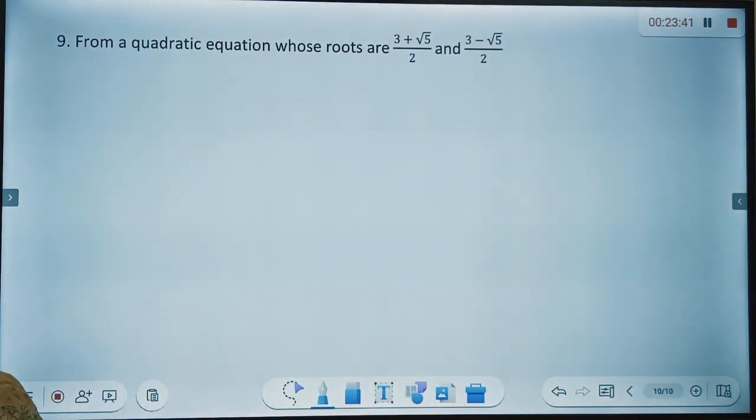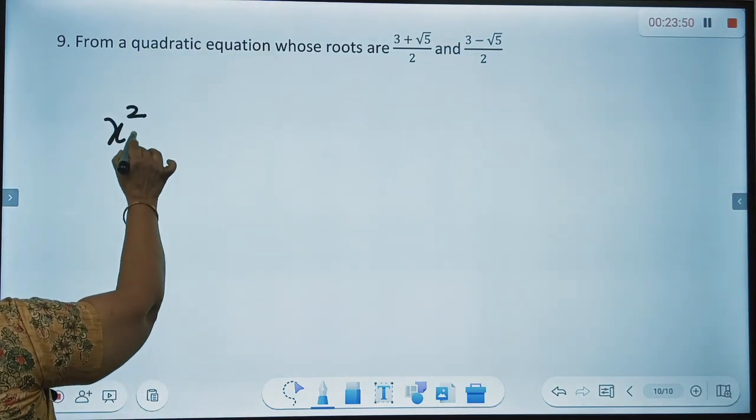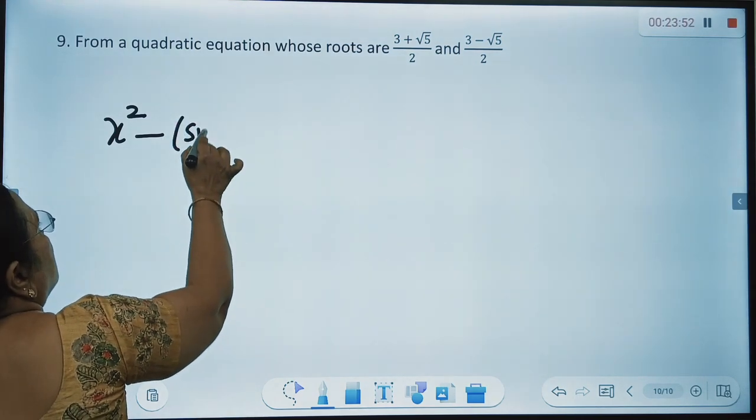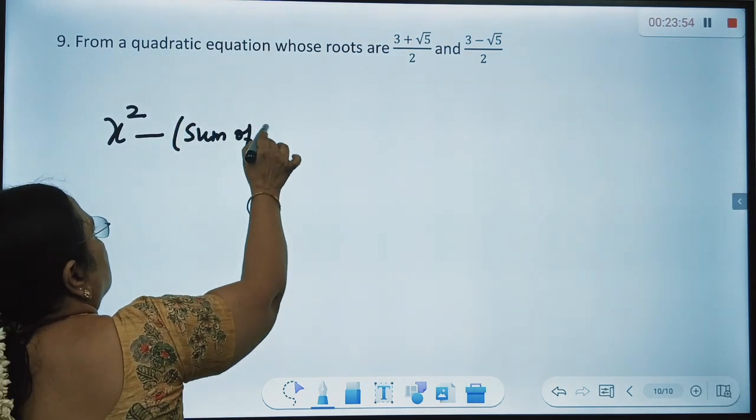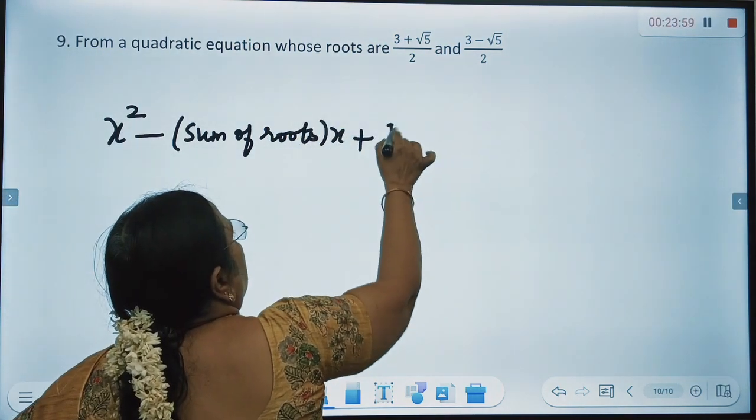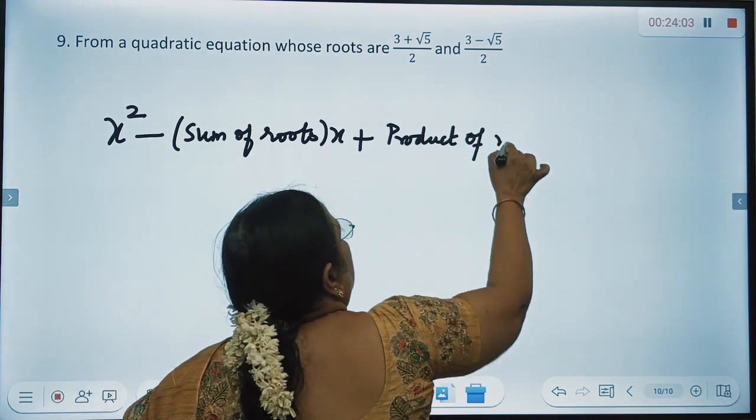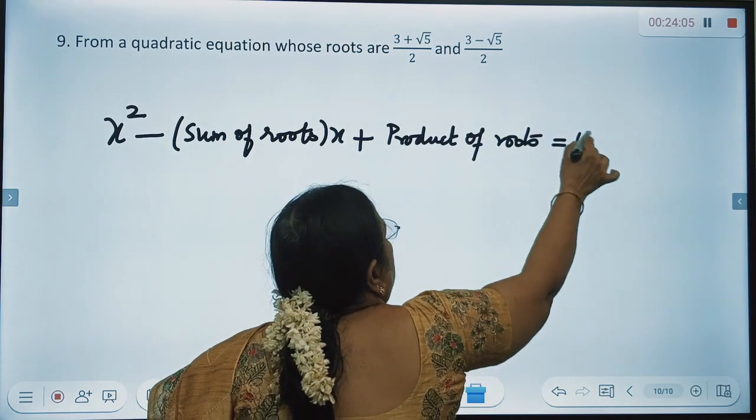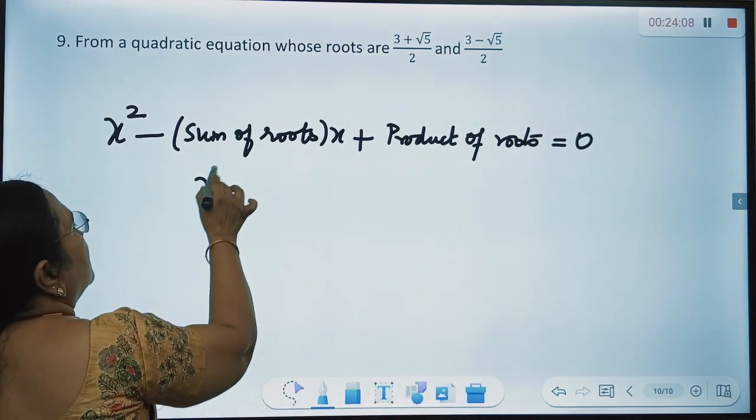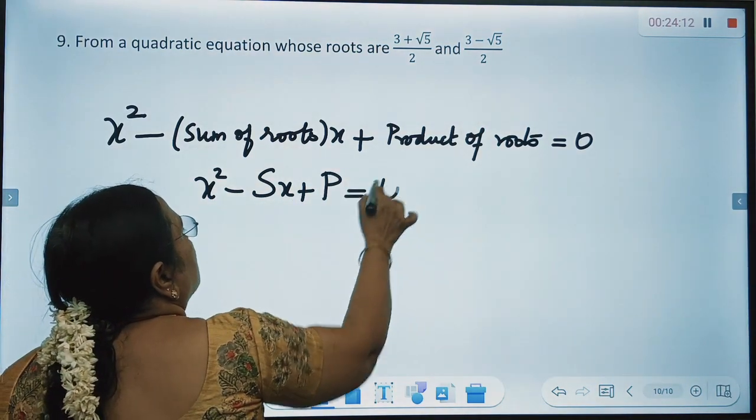Now, form a quadratic equation whose roots are given. How do you form a quadratic equation? In the chapter on polynomials itself we have studied that a quadratic polynomial is x square minus sum of the roots into x plus product of the roots. Since it's a quadratic equation, this is equal to 0. So x square minus sum of the roots into x plus product of the roots equal to 0.